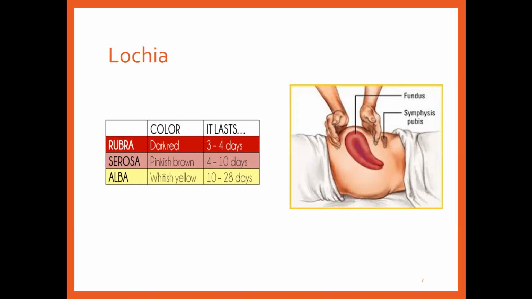The other thing is the lochia that comes out can be some different colors. So rubra is dark red, and that usually lasts anywhere from 3 to 4 days. Then we have serosa, which is like a pinkish brown color, and that's usually 4 to 10 days. And then we have alba, which is kind of a whitish or a yellow color, and that usually is from 10 to 28 days. And it should progress in that order. It should not go from alba back to rubra. That may mean that there's some sort of hemorrhage going on.